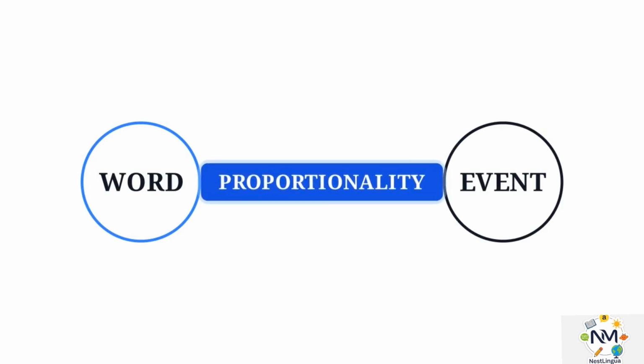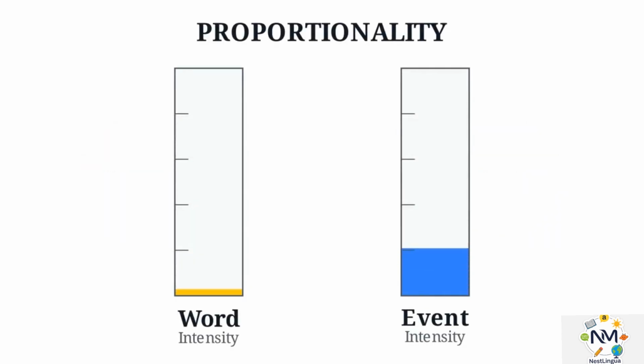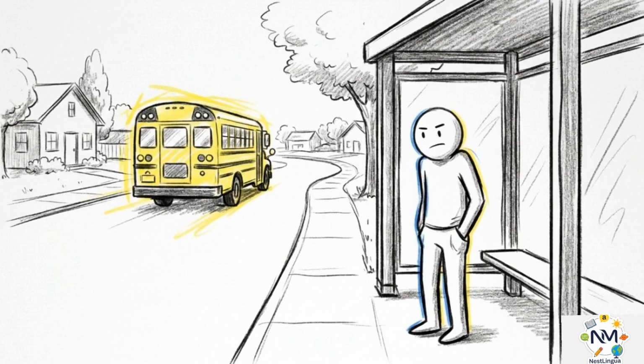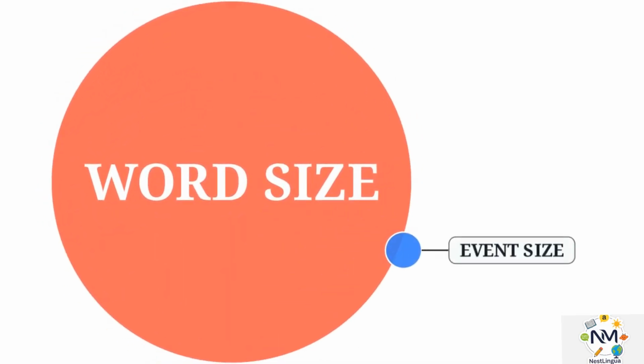Once you have a scale, you have to apply a principle called proportionality. This is the idea that the intensity of your word must match the intensity of the event. If you say you were devastated because you missed the bus, you create a mismatch. Because the word is so much bigger than the event, the sentence ends up sounding accidentally funny rather than serious.